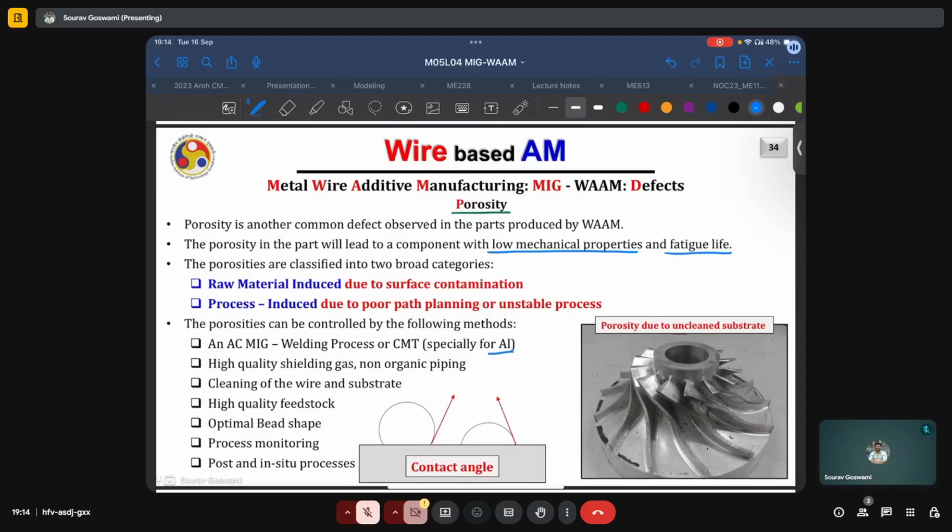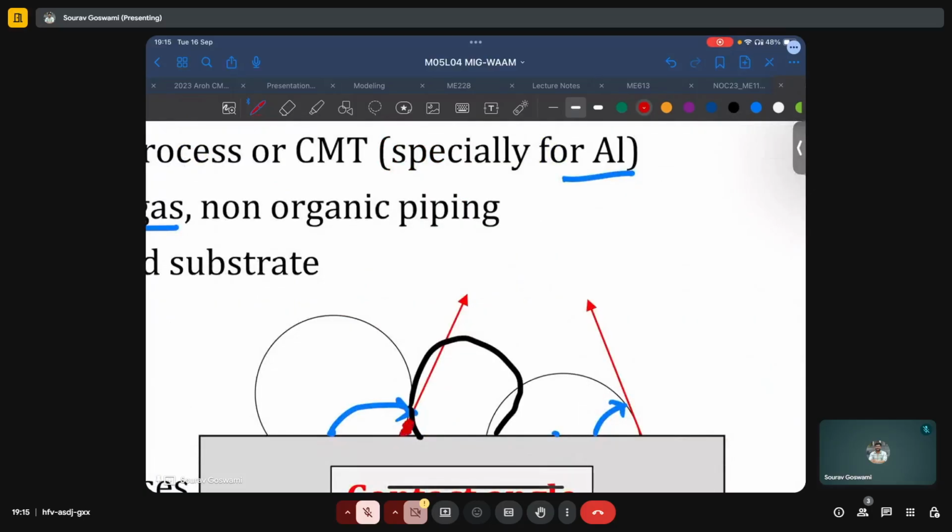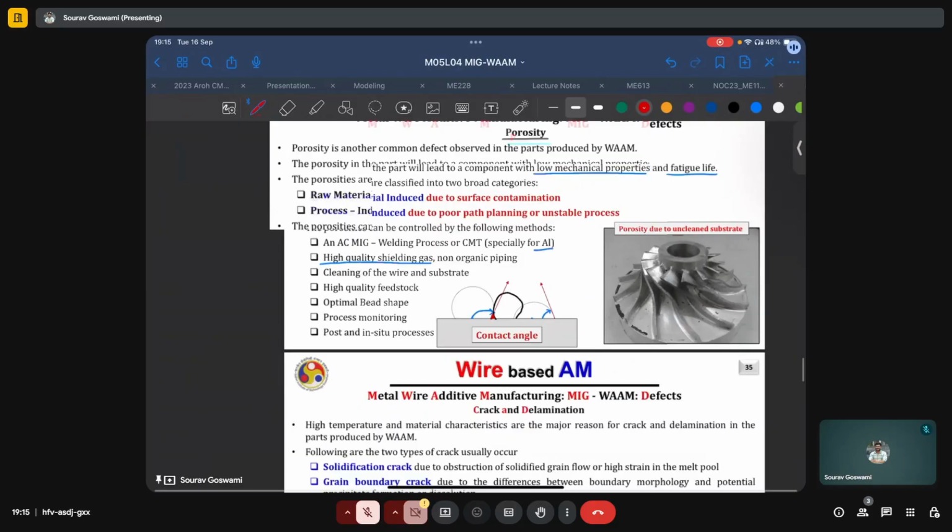The use of very high quality and pure shielding gas, and the use of non-organic piping, cleaning of the wire and substrate before deposition, high quality feedstock, and optimal bead shape. That is, we want the contact angle, if measured from within the bead, to be acute. If it is obtuse, during the deposition of the next bead, there can be some region here which will be susceptible to porosity.